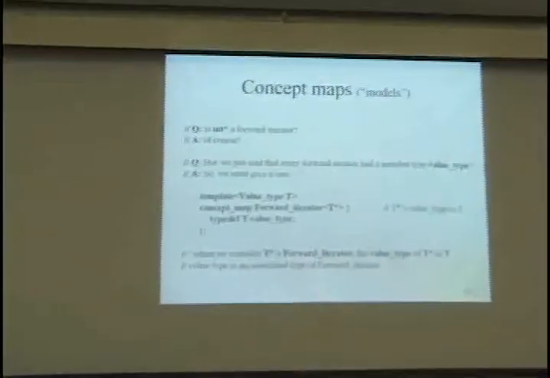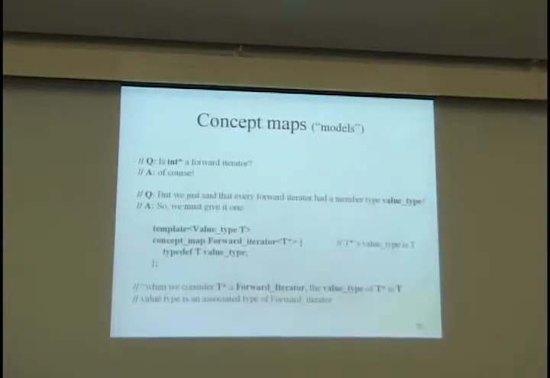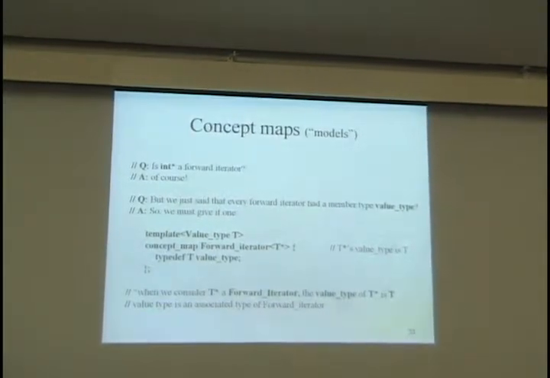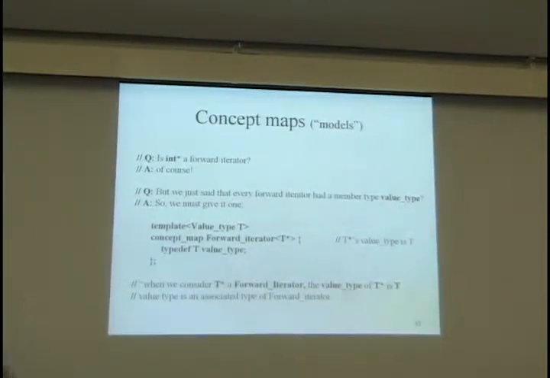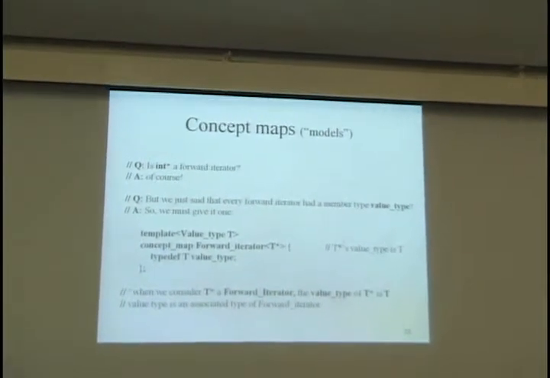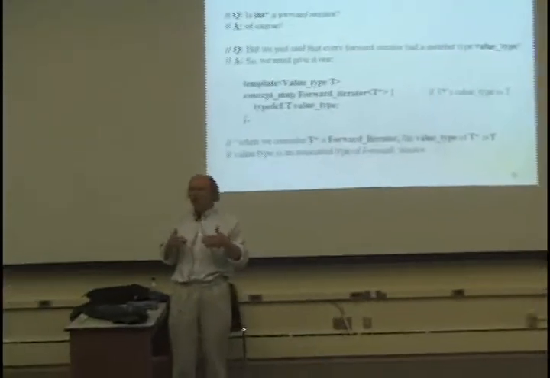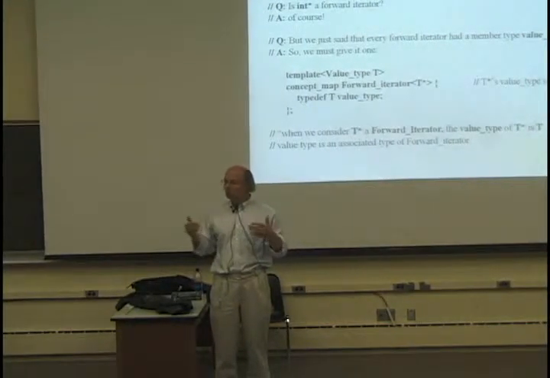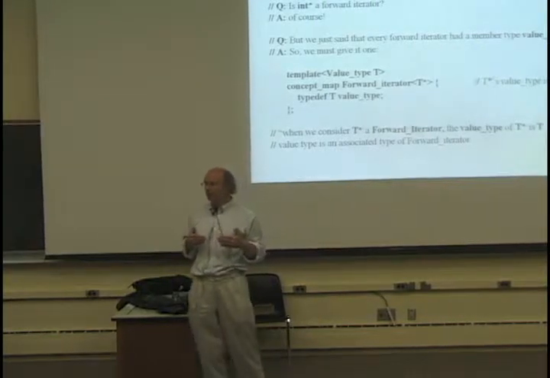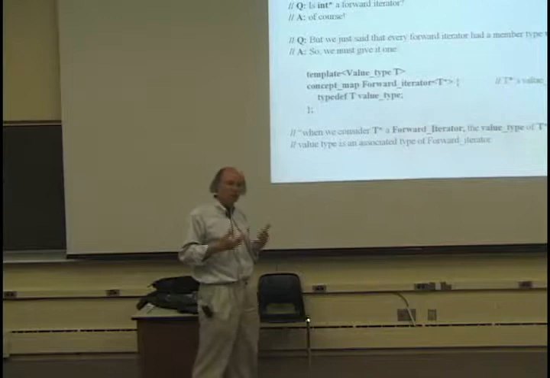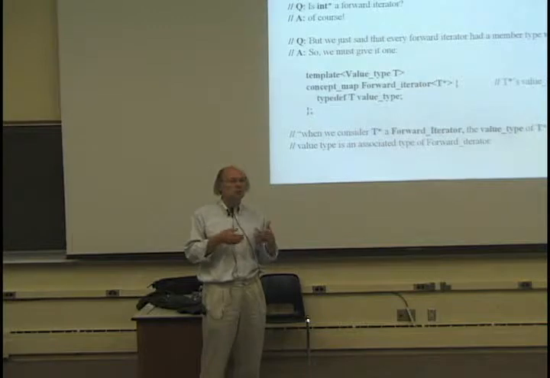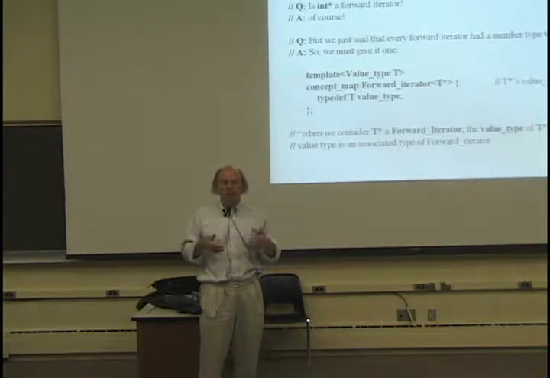Now, if any of you were really on the ball or had read this before, you would have noticed I said that an int star was a forward iterator, and I was several times referring to a forward iterator's value type. Now, an int star doesn't have any member called value type. I mean, pointers don't have any members anyway. They weren't invented when pointers were invented. So how can we get int star to be a forward iterator? In other words, how can we get int star to have a value type?